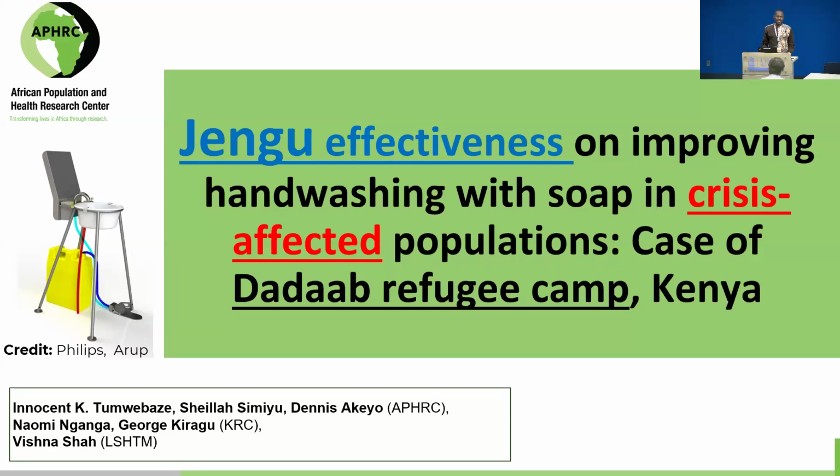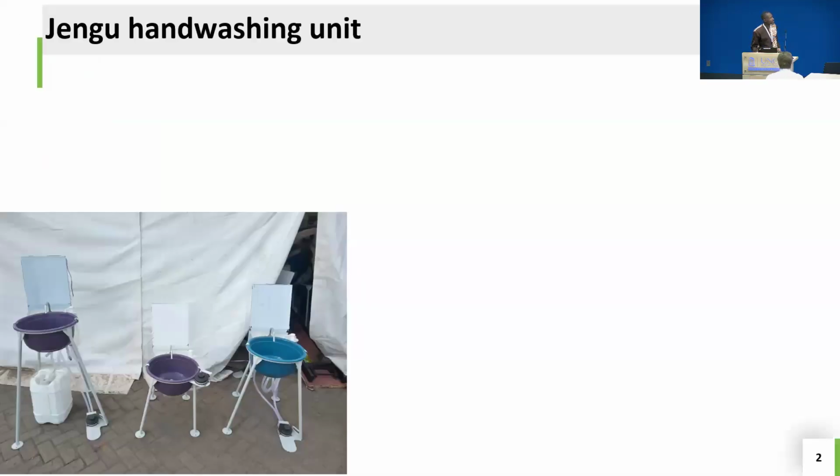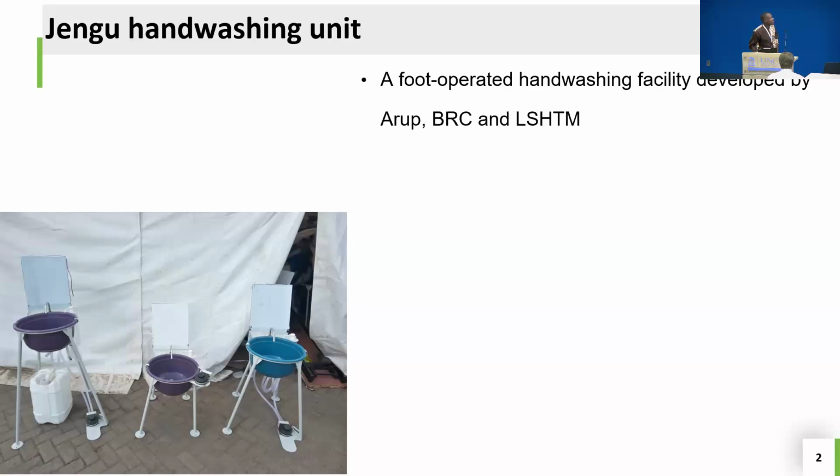So we are diverting the discussion now to talk about crisis-affected populations, and I'll be talking about the JENGU hand washing facility. Just briefly about the JENGU hand washing facility, take it to be a normal hand washing facility that is mainly designed for promoting the washing of hands with soap.